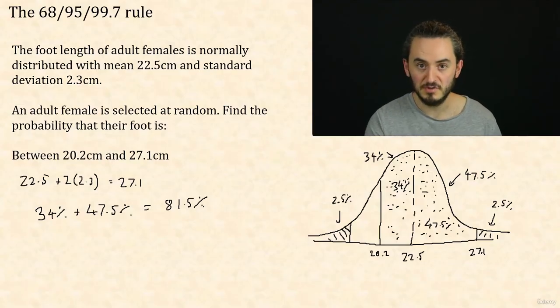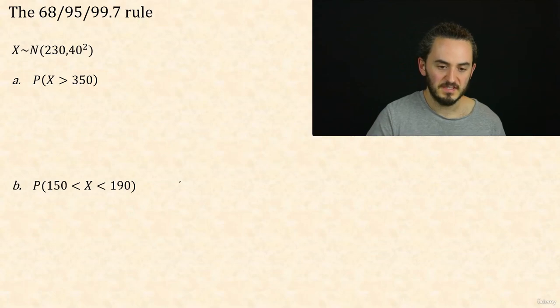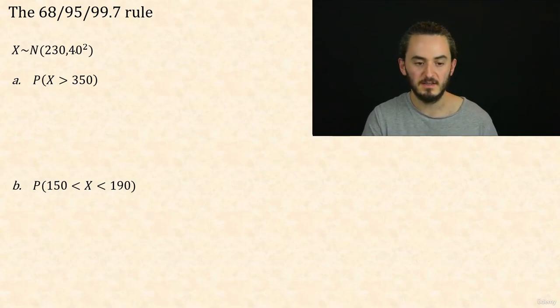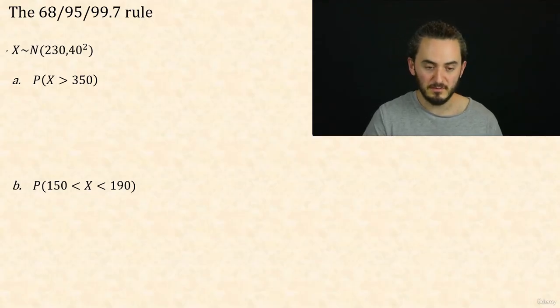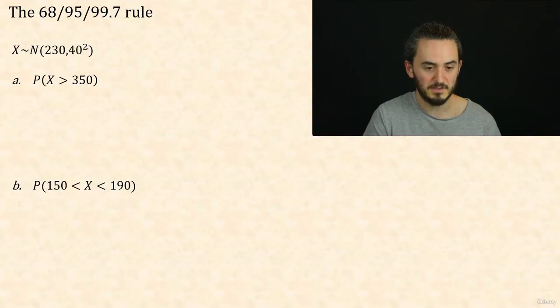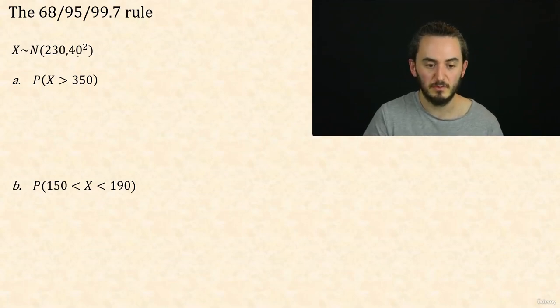Okay, time to introduce some new terminology. This here, X squiggle N bracket 230, 40 squared, means that I've got a random variable X which is normally distributed. Just like last year we looked at random variables that were binomially distributed, X squiggle N means X is distributed with a normal distribution, and my parameters in here are the mean and the variance. So remember that variance is standard deviation squared, so if you see 40 squared, 40 squared is the variance and 40 is the standard deviation.